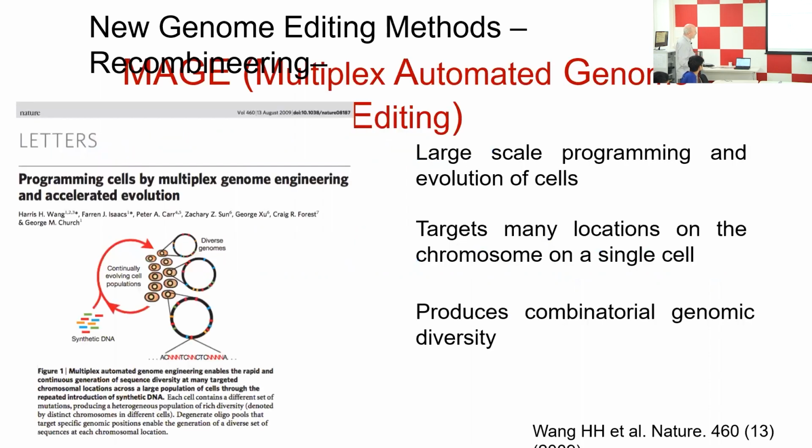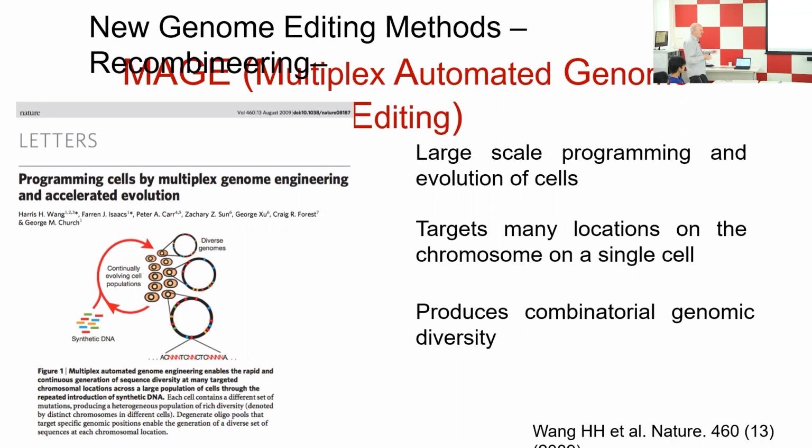Okay. So this method was published I think it was just before the 2000s, and this is a landmark paper in the history of synthetic biology, because as I just mentioned, it enables to enter many different mutations at the same time in the same genome, okay? And therefore it enables a large-scale programming, and in some cases evolution of cells, because it targets many locations in the chromosome of a single cell and produces, if necessary, a good combinatorial genetic diversity.